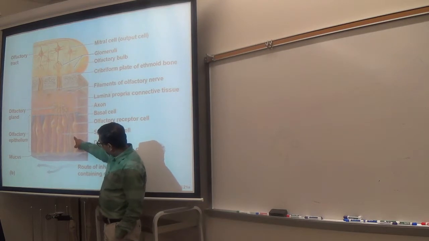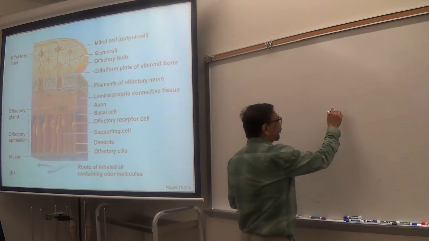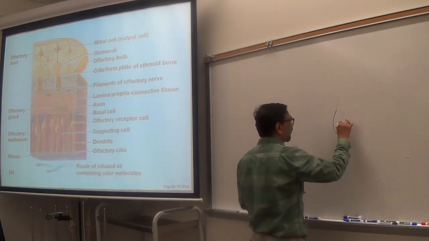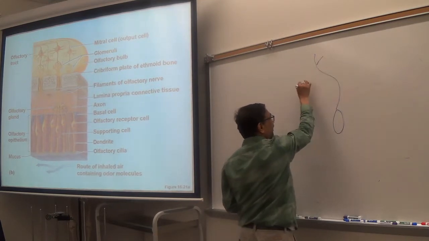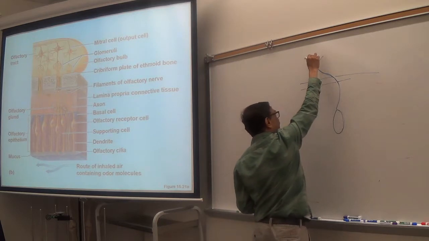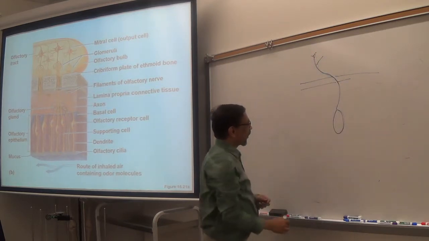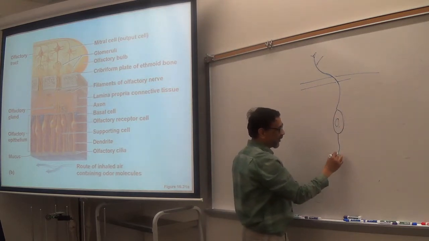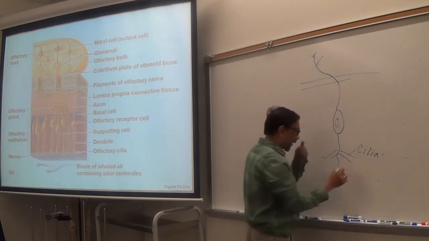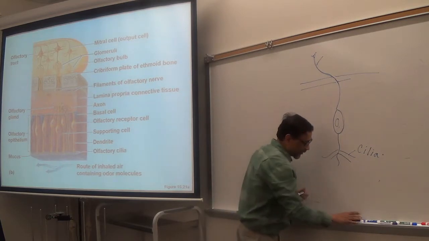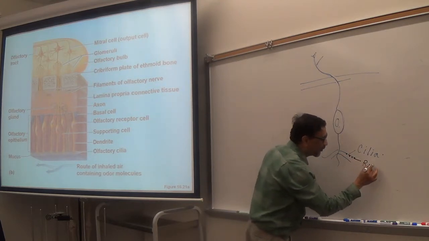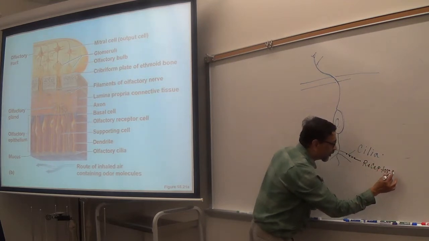Now, let's see the olfactory receptor cell. It is a neuron-like cell, so it has a cell body and axon. This is the cell body, this is the axon. This is the cribriform plate of ethmoid. So this is the olfactory foramina here, through which the axon, or olfactory nerve fiber, same thing, passes. This is the nucleus, cell body, and this is the dendrite, and at the end of the dendrite you have cilia. And the receptors are attached to the cilia, like this. So these are the receptors.